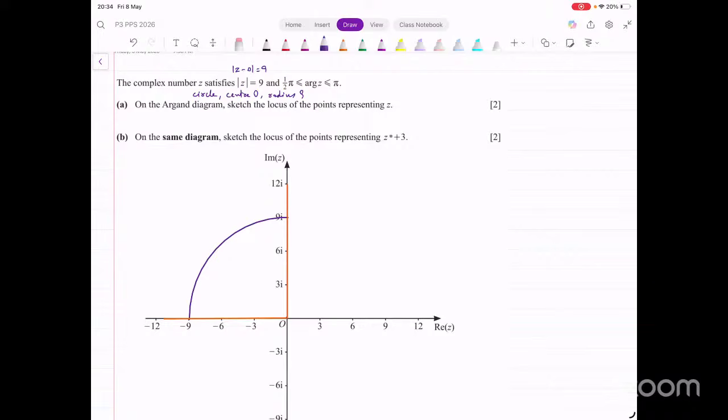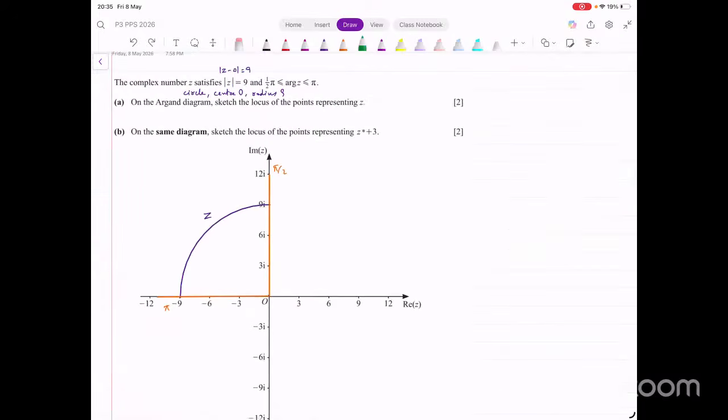Its modulus is 9, its distance from origin is 9 units, and the angle is between pi over 2 and pi. This angle is pi over 2, and this angle is pi. So we'll make a curve like this. Yes, you should erase the rest of the circle. This will be the locus of the points representing z. Since we don't have an area as such, it's just all the points on this arc, so it's a good idea to not shade any region. Instead, just show this arc and erase everything else.